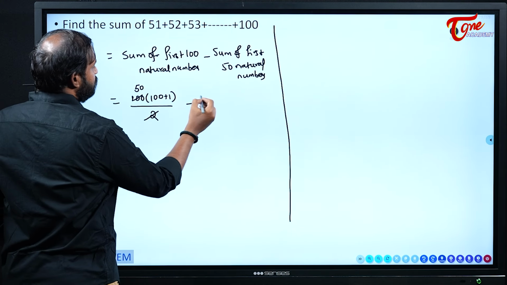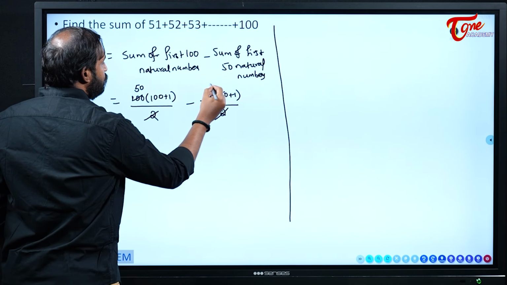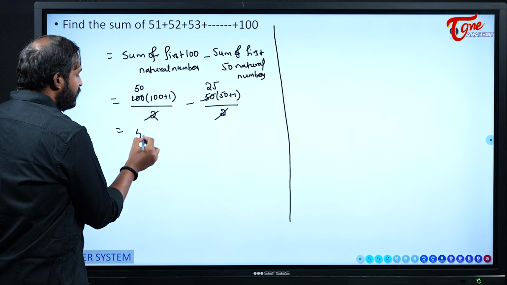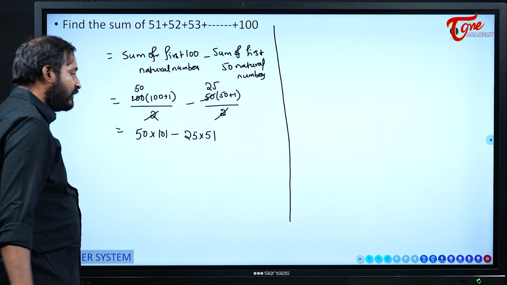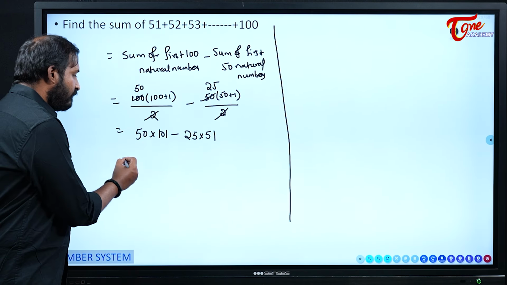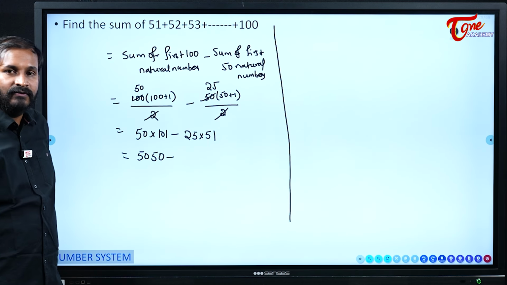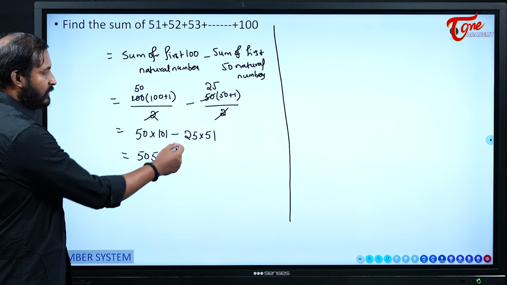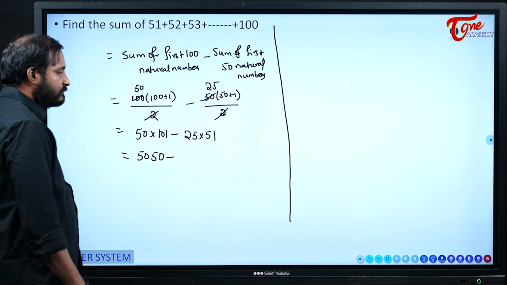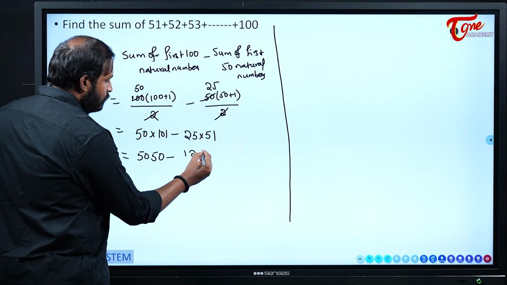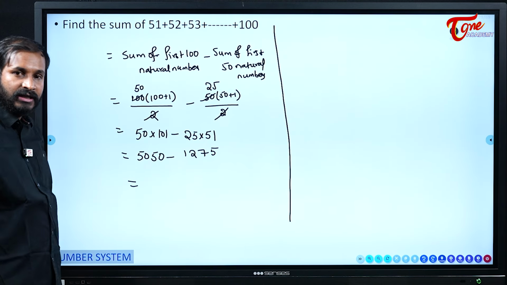Okay, sorry, I need to write this one also, right? 50 into 50 plus 1 by 2. 2 ones are 2, 2 25s are 50. So here what will I get? 50 into 101 minus 25 into 51. 50 into 101, what will you get? 5050 minus 25 into 51. 25 5s are 125, 1250 and plus 25, so 1275. You need to subtract these two things to get the final answer.